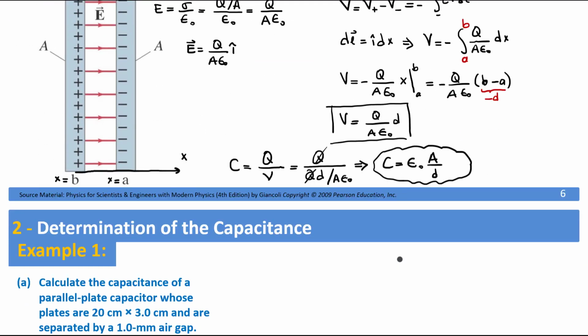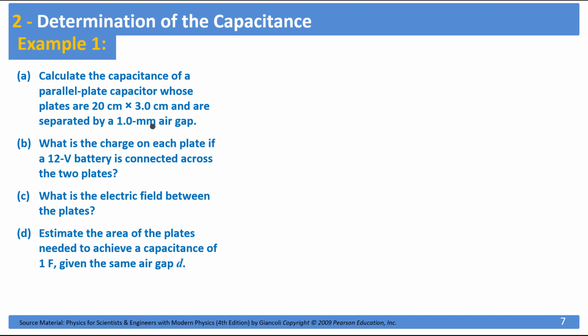In this problem, we have a parallel plate capacitor whose plates have an area of 20 centimeters by 3 centimeters, and these plates are separated by a distance of 1 millimeter.